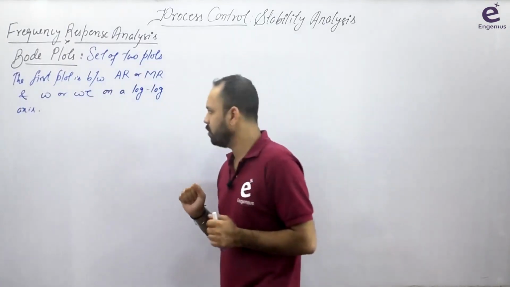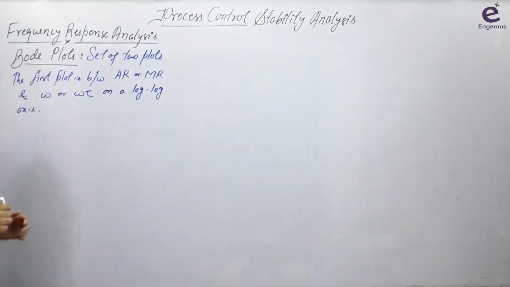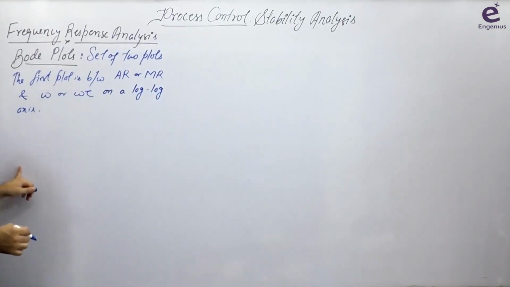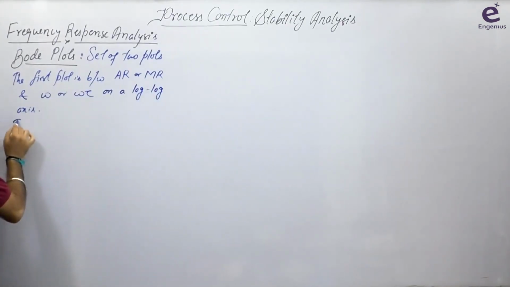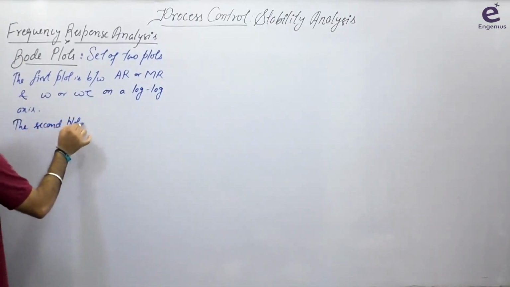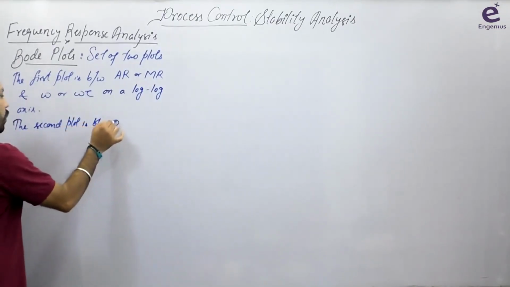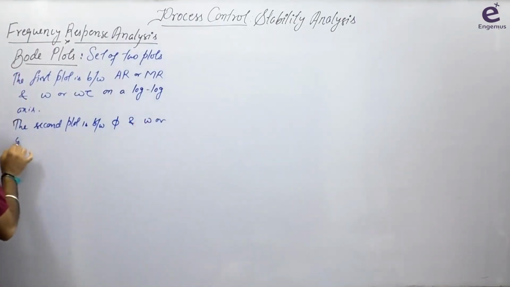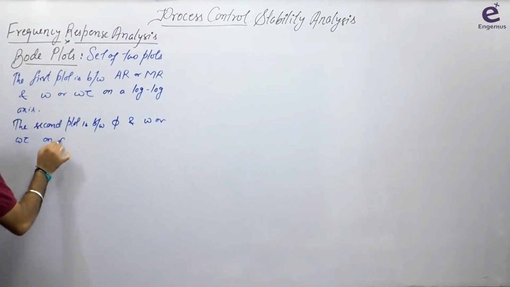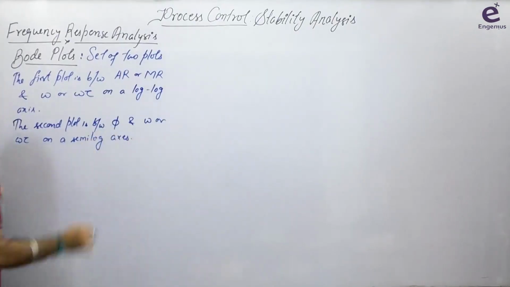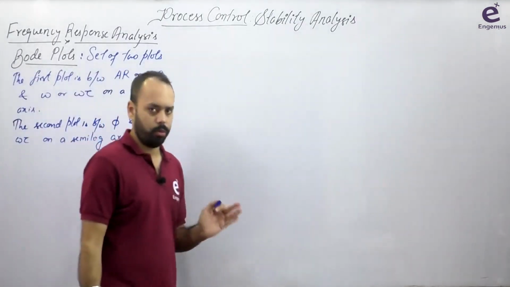I will discuss what is the difference, but first write the definition that the first plot is between AR or MR and omega or omega tau on a log axis. Log axis means X and Y, both axes are logarithmic axis. The second plot is between phi and omega or omega tau, right, on a semi-log axis. These two plots are called Bode plots.